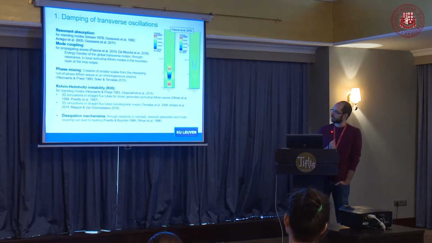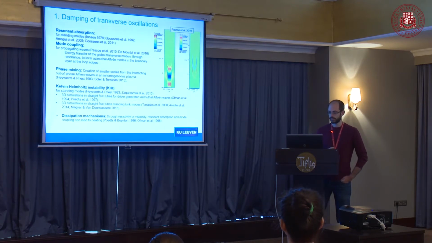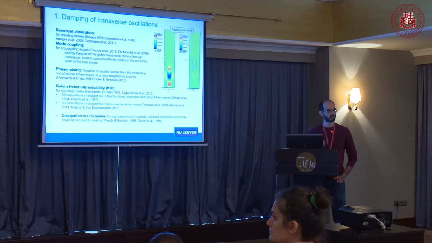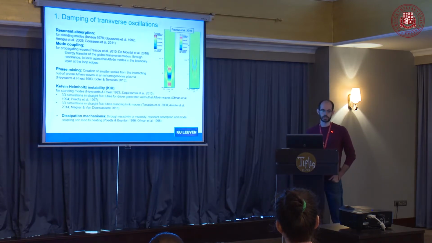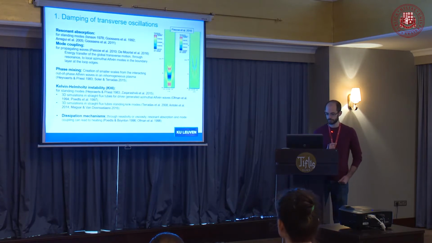Well, this is my most text-heavy slide, so the rest will not be like that. I just want to list here some of the damping mechanisms that we have studied over the years. Well, not me personally, but the whole community. So we have the mechanisms of resonant absorption and mode coupling, which are pretty much similar mechanisms, and what they do is explain the energy transfer from the global transverse motions of these waves down through resonance to local azimuthal modes in the boundary layers of flux tubes with which we usually simulate the coronal loops.